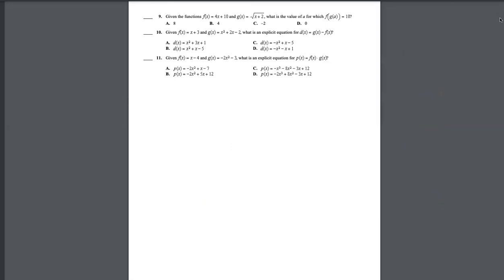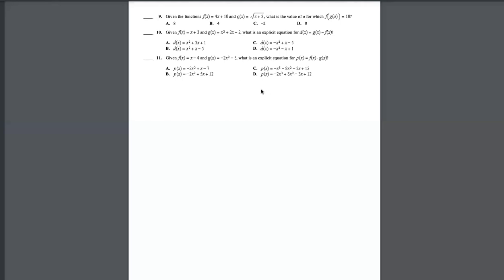Okay. So now, given the function f of x equals 4x plus 10, and g of x is the square root of x plus 2, what's the value of a for which f of g of a equals 10? I think you could do this. So try it first. If you want a hint, ask me, I'll give you the hint. But try it first, see if you could do that on your own, and then I'll explain it to you after. So go for it, try it. I have very smart students in this class, so I'm sure you're going to be able to do it.